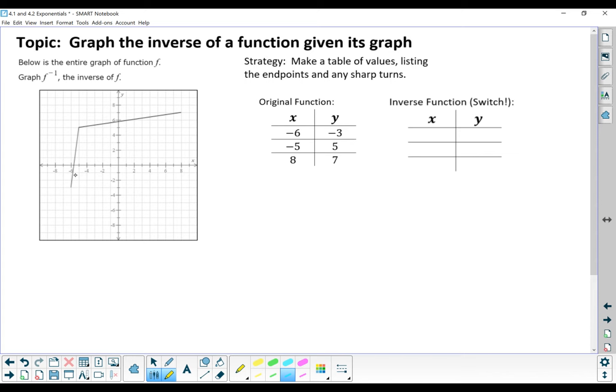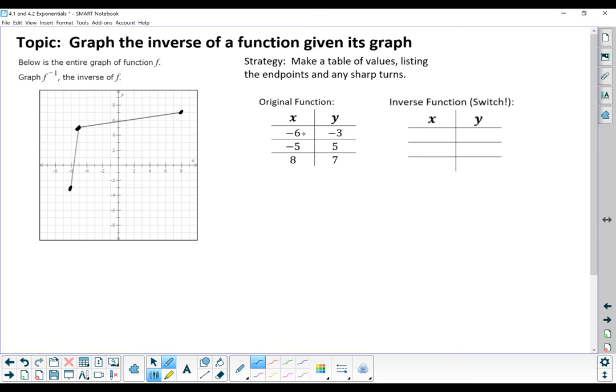Our next topic is to graph the inverse of a function if you're given its graph. So this little 2-piece graphed function is function f. Our job is to graph f's inverse. The easiest way to do this, the strategy to use, is to think about the endpoints and any sharp turns that the function has, and you can either list them or just think about them. On the inverse function, those x and y values will be switched.